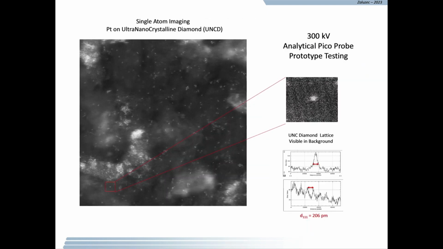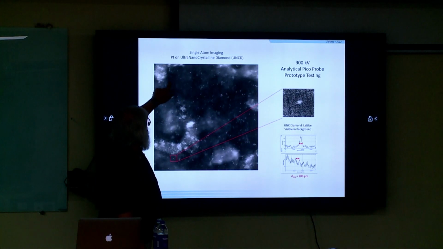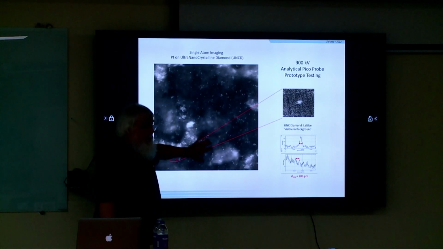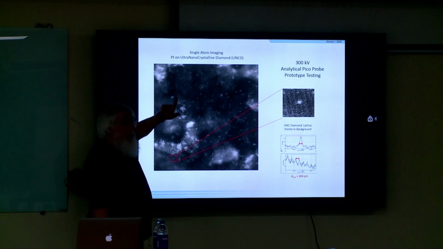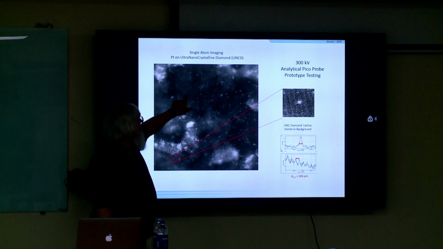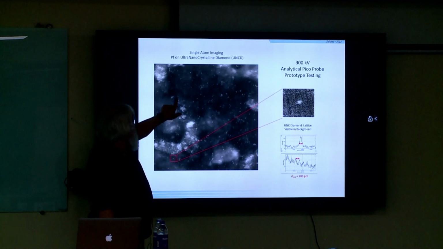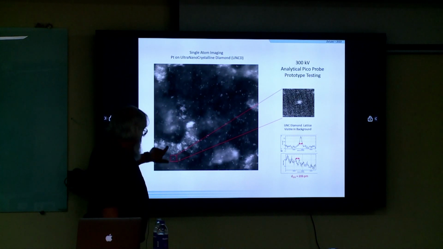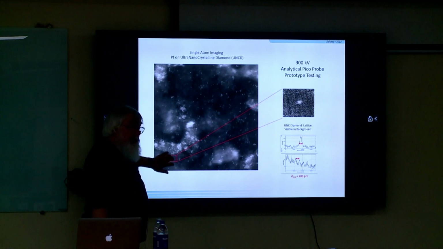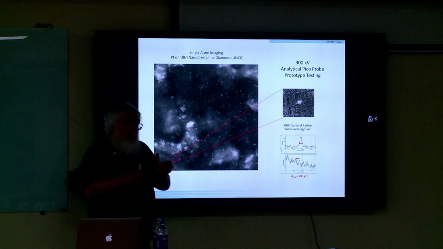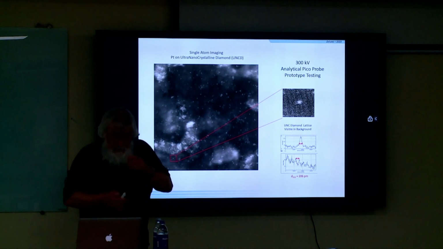This is what we can do today in a modern machine. We've got single atoms sitting on top of an ultracrystalline, nanocrystalline diamond. These are platinum atoms, high atomic number, on top of carbon. So we've got very small probes. We can see individual atoms. We can see arrays of atoms. We can see crystal structure in there, all by forming this very small probe on a material.